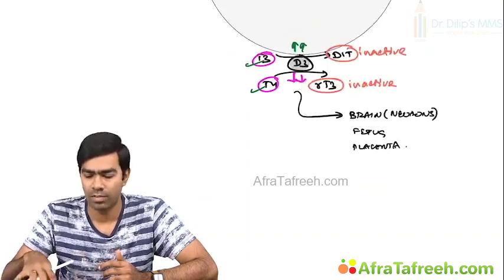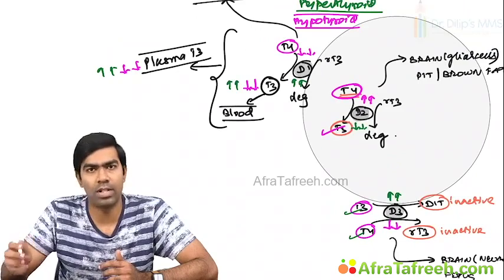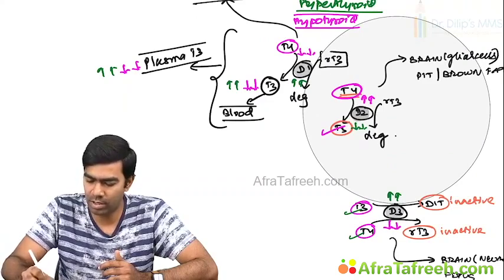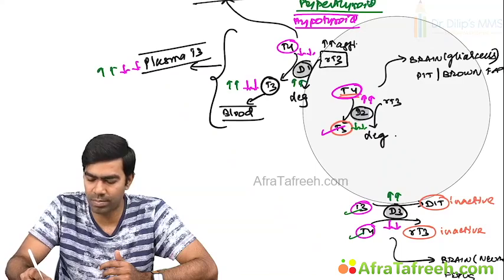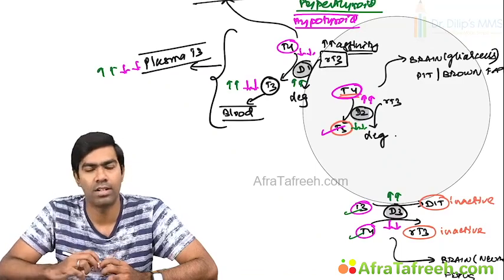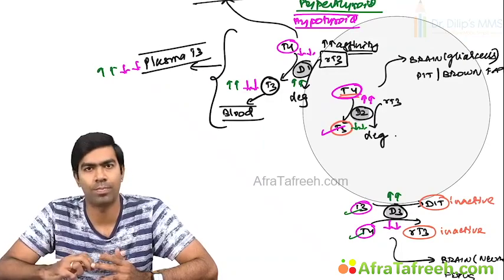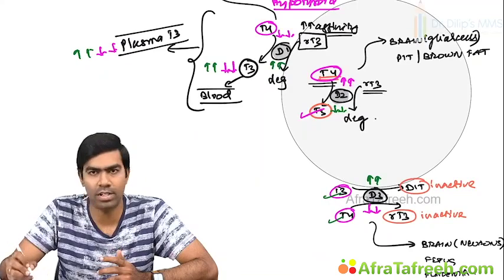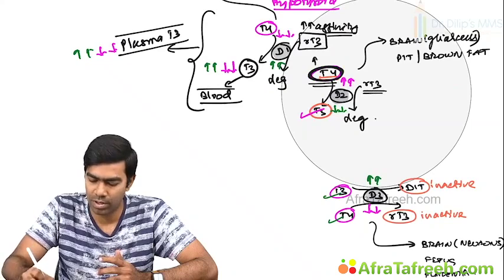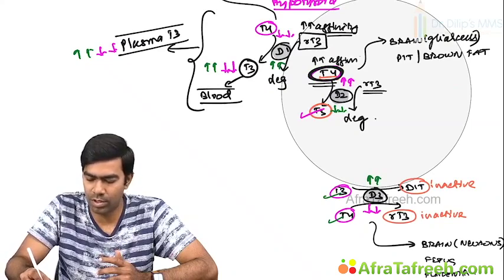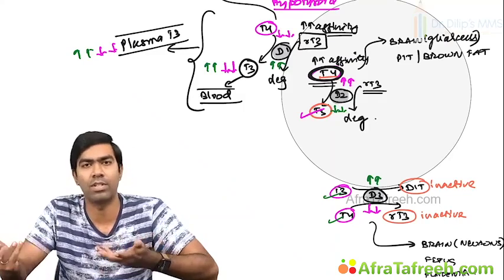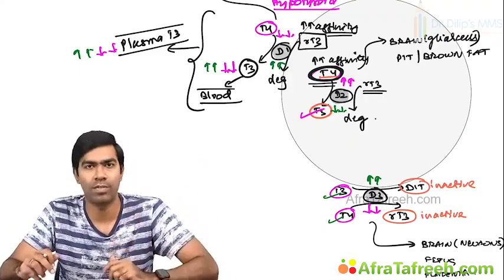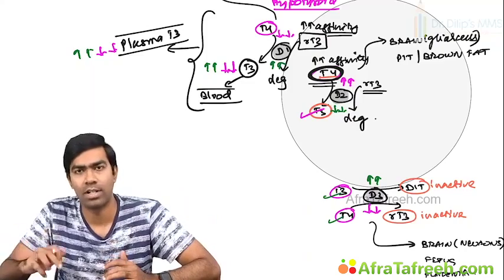Clear? Even though I told you the substrates for D1 deiodinase are T4 and reverse T3, the affinity is actually more for reverse T3, which means the major substrate for D1 deiodinase is reverse T3 only. The affinity for reverse T3 is more. Even though I told you the substrates for D2 deiodinase are again T4 and reverse T3, the major substrate for D2 deiodinase is T4 only, because they have to convert this T4 to T3 inside the cell. So that's why they have high affinity for T4 only. The major substrate for D2 deiodinase is T4 only.